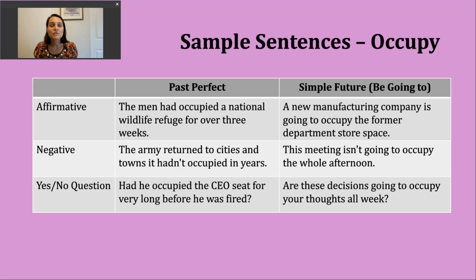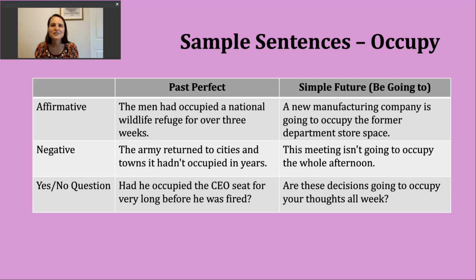To make this verb tense, we need to use the past form of have, which is had, and then the participle form of the verb. You can see that in our example sentence here. The men had occupied a national wildlife refuge for over 3 weeks. So here, this is that idea of taking up space.